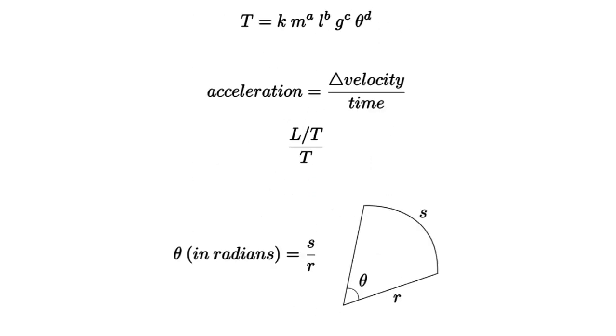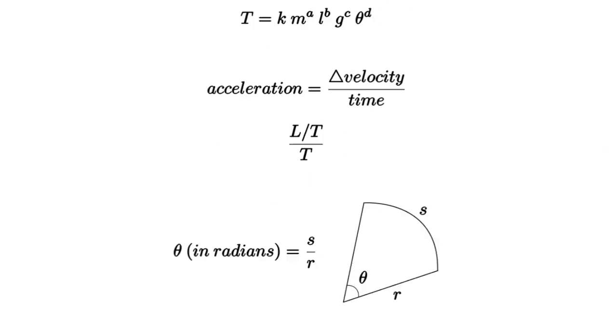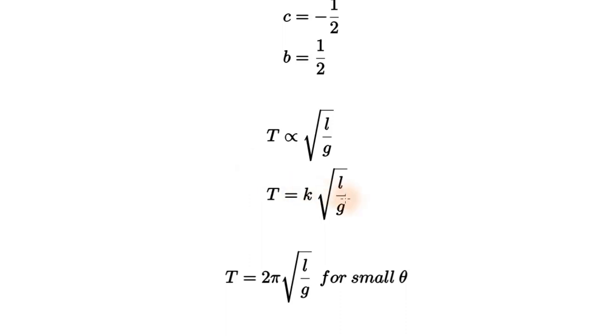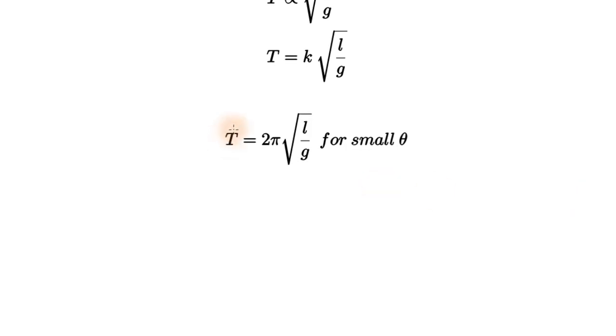On substituting these values in this equation, we get T equals k times square root of L by g, where k is the constant. We can find this constant by conducting a series of experiments and plugging in the right values of L and T. What has been observed is that T equals 2 pi times square root of L by g, so k equals 2 pi. This is true when the amplitude theta is small. For larger values of theta, this is no longer true. There needs to be something more added to this equation.